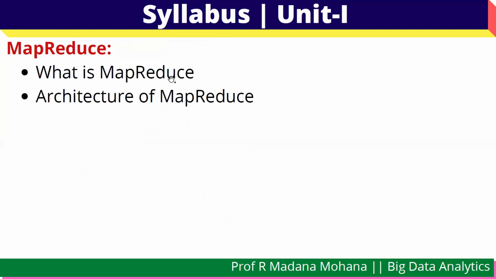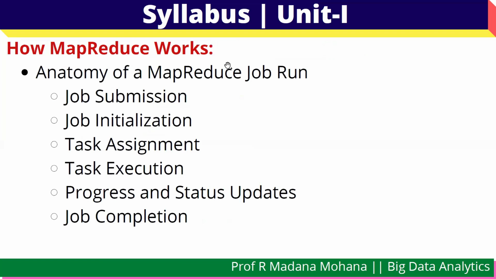Then the next concept in unit 1 or module 1, MapReduce. Here first, what is MapReduce? Then the architecture of MapReduce, followed by how MapReduce works. Here, anatomy of a MapReduce job run, consisting of the following tasks. First, job submission, then job initialization, then task assignment, then task execution, then progress and status updates, then job completion. These are all the various tasks available in a MapReduce job run for running a simple MapReduce job. We call this the anatomy of a MapReduce job run.